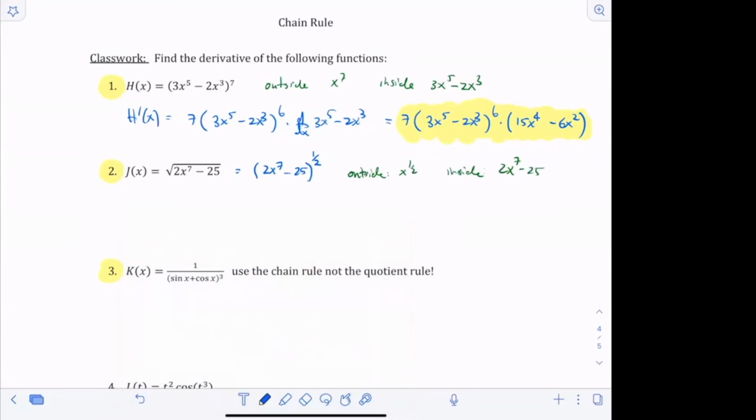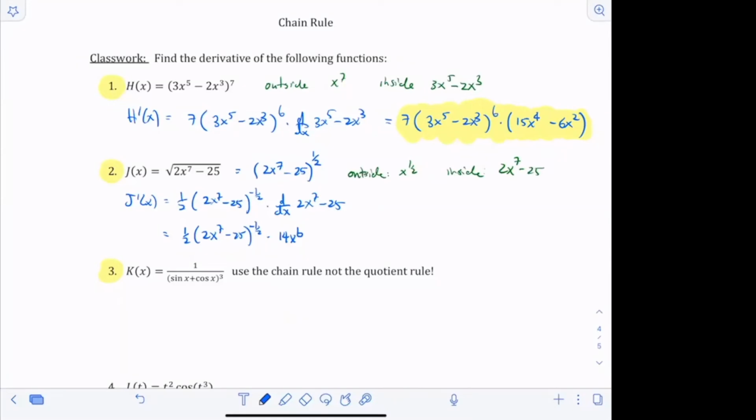So when I take the derivative of the outside, it is going to be 1/2 times something to the negative 1/2. We got to keep the inside, which is 2x to the 7th minus 25. And then we multiply by the derivative of the inside. So this is just going to be 1/2 times (2x to the 7th minus 25) to the negative 1/2 times the derivative of the inside, which is 14x to the 6th power minus 0, but I'm not going to write that.